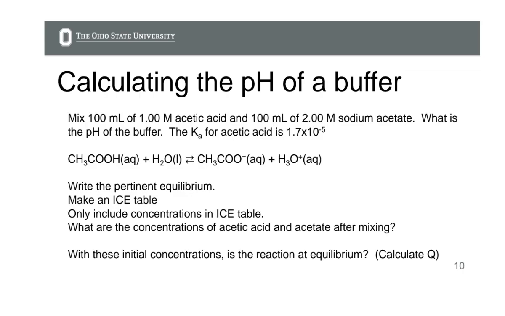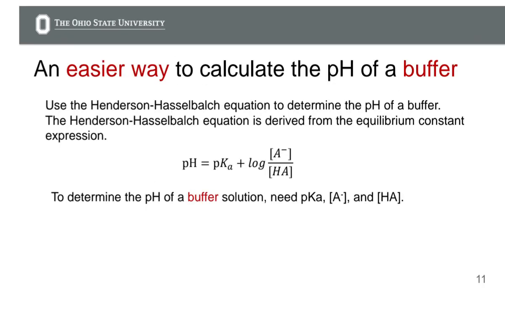We could write out that equilibrium shown here. We can make an ice table. We would have initial concentrations of both acetic acid HA and A minus. Okay. We would have two initial concentrations. We would figure out how that reaction proceeds, and then write an equilibrium constant expression and calculate it that way. But there's an easier way. So I will just show you the easier way, and I will skip the hard way.